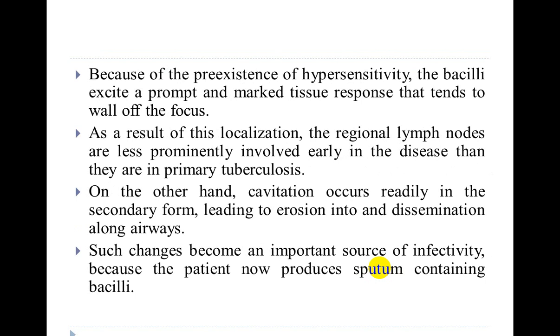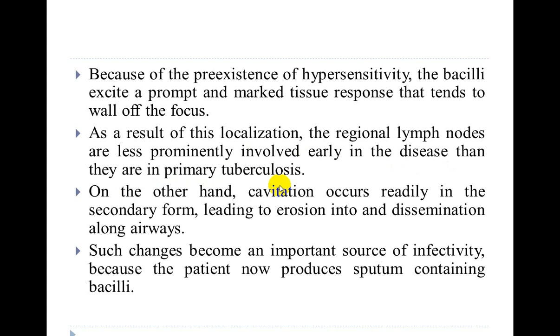Now, because of the pre-existence of hypersensitivity, the bacilli excite a prompt and marked tissue response that tends to wall off the focus. Again, the immunity tries to wall off the infection. As a result of this localization, the regional lymph nodes are less prominently involved early in the disease than they are in primary tuberculosis.